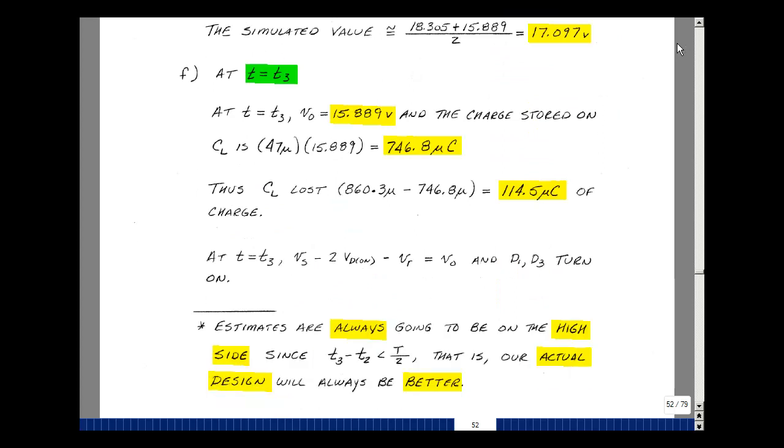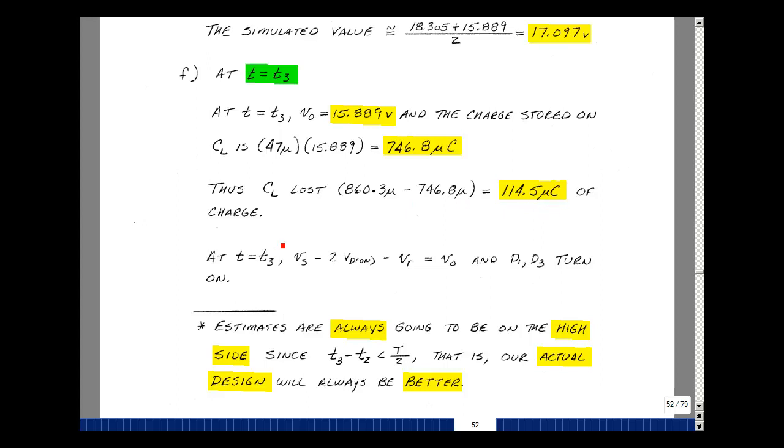At T3, our output voltage has dropped to 15.889 volts. And the charge stored in the capacitor then is just simply the product of the capacitance times the voltage, and that's now 746.8 microcoulombs. We had started out with 860.3 microcoulombs, and now we've dropped to 746.8. We've lost 114.5 microcoulombs of charge.